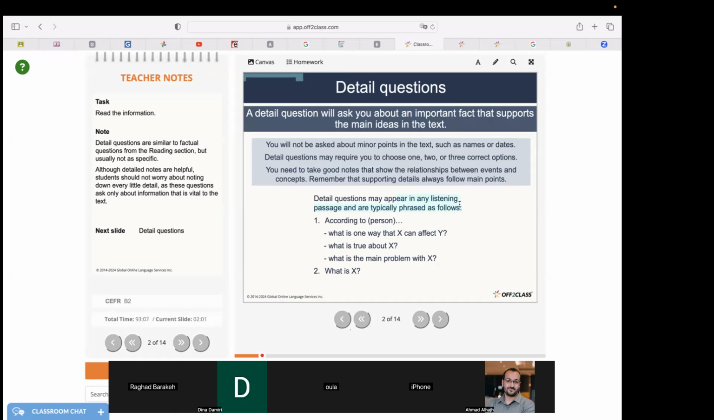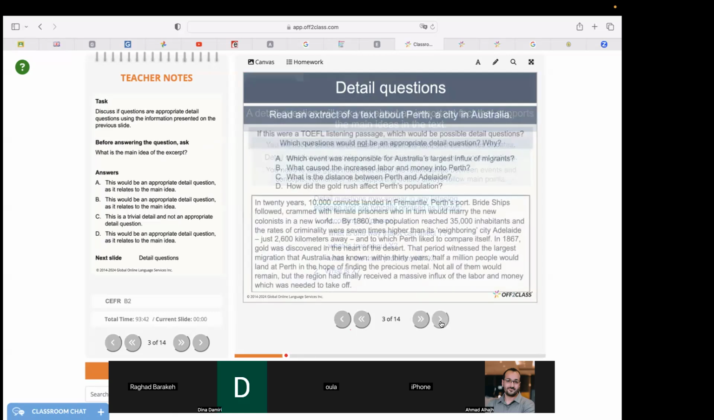دائما خدوها قاعدة إنه معظم الأوقات بالlistening section كيف نحن بنعرف ال detailed questions هيجوكم بهالطريقة according to لهذا الشخص معناته يلي بعده هو حيكون هو ال detailed. What is one way that X can affect Y? اللي بعدها حيكون عندكم ال detailed. What is true about X? اللي بعدها حيجي عندكم ال detailed. What is the main problem? وان جاي مع ال main idea حيجي معها ال detailed. What is مثلا what is X? يلي بعدها رح يجيكم هو ال detailed.